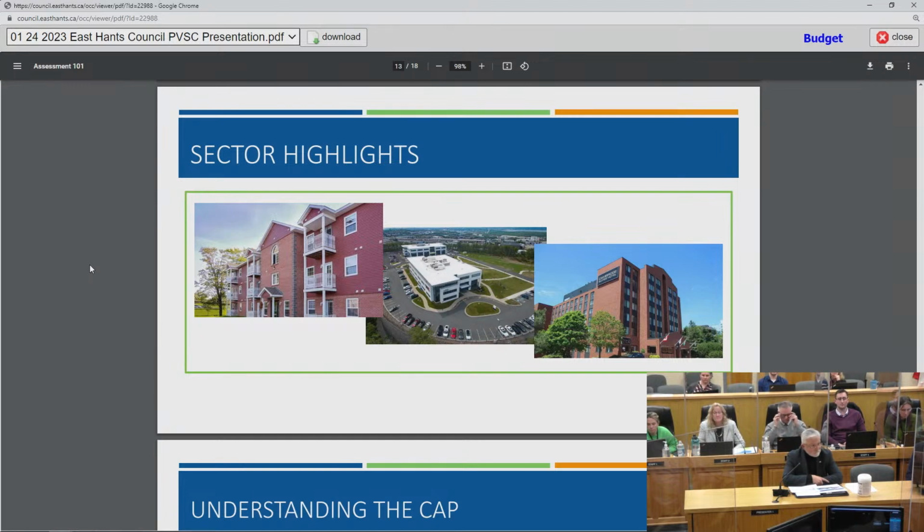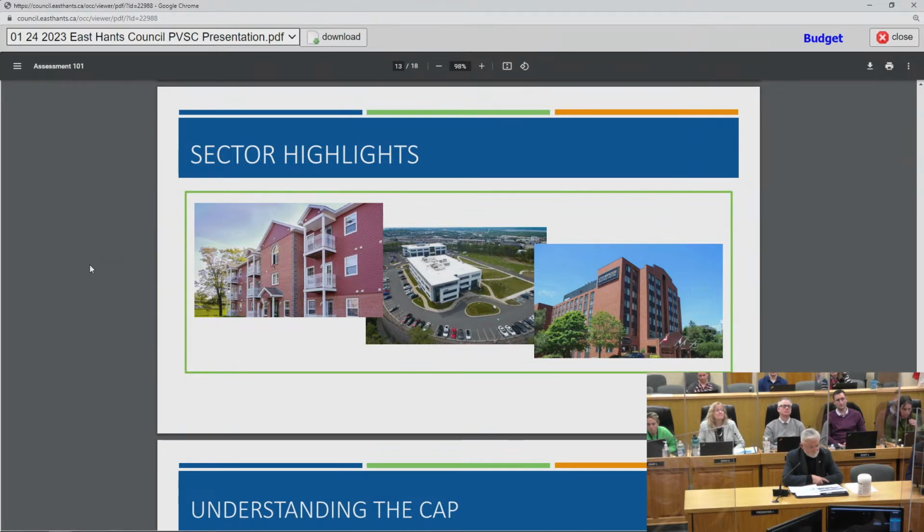Industrial property, we saw a very strong demand. So the well-known business parks in the province. I know you have a small business park here in East Hants as well, but the Burnsides, Bayers Lake areas that see a lot of industrial property, they saw strong demand for that as well.